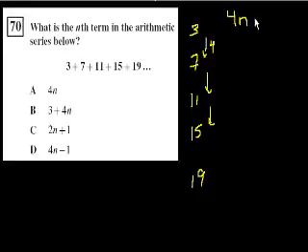So it seems like all of these are 1 less than a multiple of 4. So the nth term is going to be 4n minus 1. And that should work out, right? The third term is 4 times 3, 12, minus 1 is 11. And that's the third term. So that's 4n minus 1, which is choice D. D. Next problem.